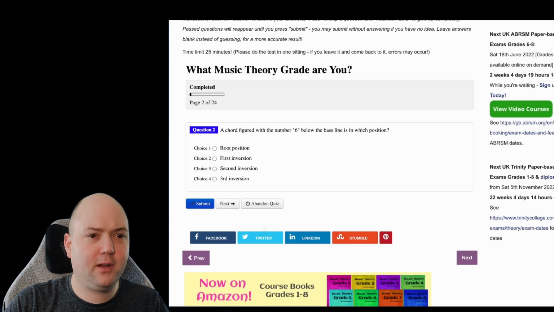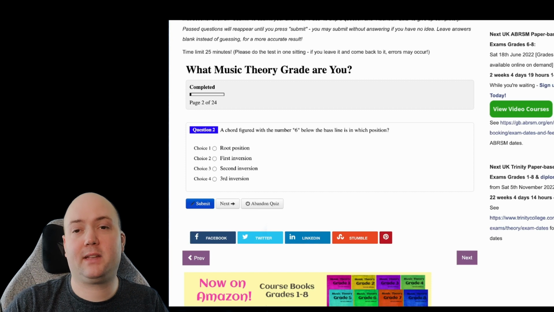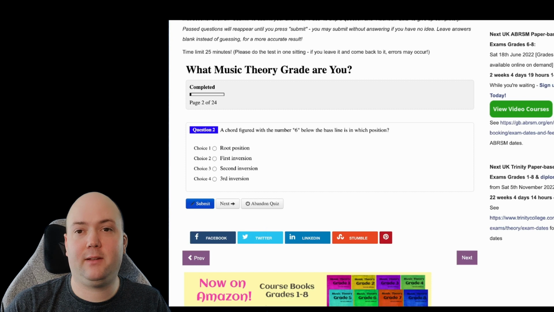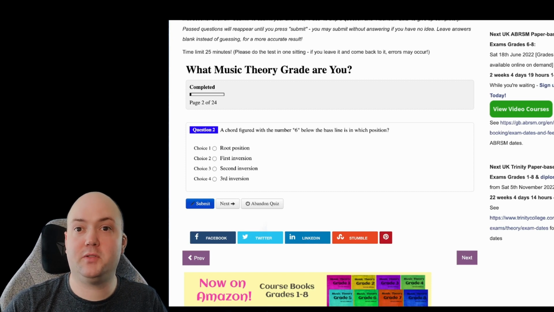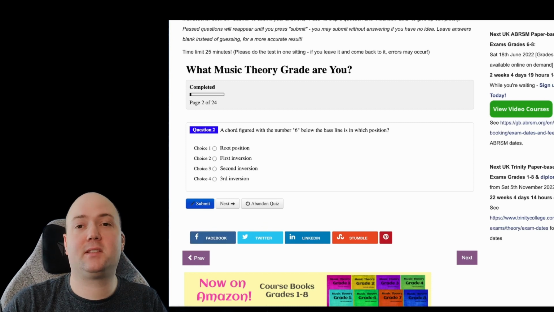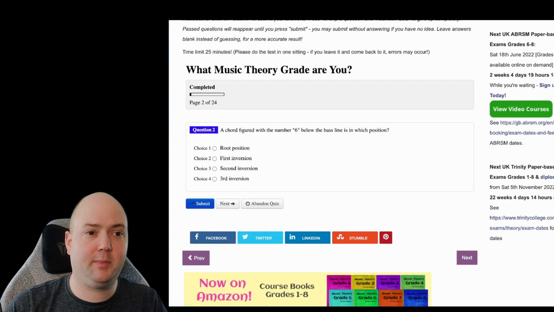A chord figured with the number 6 below the bass line is in which position? So this is going back to 17th century theory and four-part writing and figured bass, which we don't use anymore. And I actually don't use it in my analysis because the inversions don't really mean anything, because we can actually do something more interesting with bass lines in terms of film music and modern music analysis that I do. But I do understand figured bass. So in this case, the 6 below the bass note would indicate first inversion.